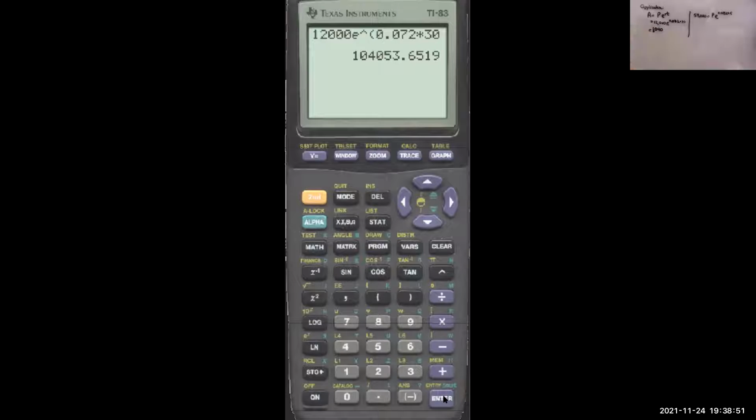No, I was right. Oh my God, I need new glasses. So it's 104, I was correct. It was 104,053.65. Okay, so this is how much my money will grow from $12,000 to $104,000 at 7.2% over 30 years.